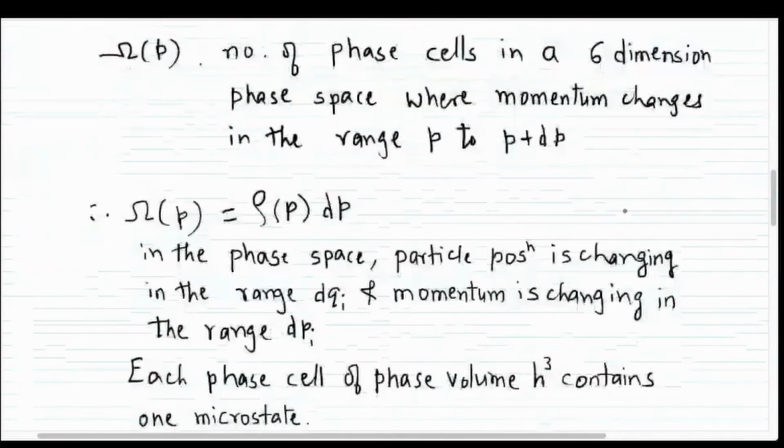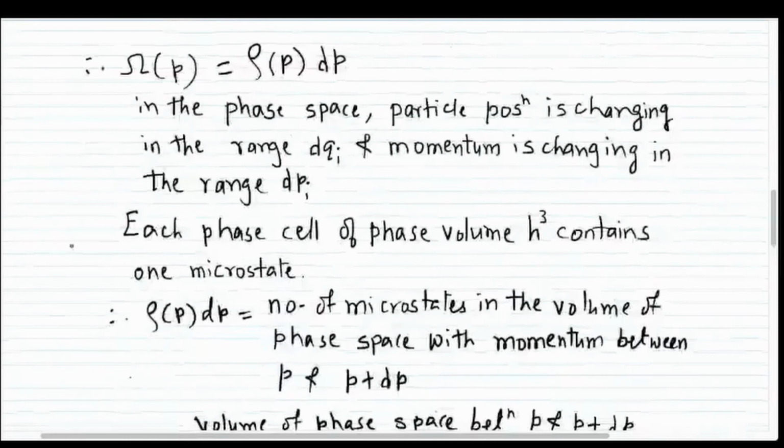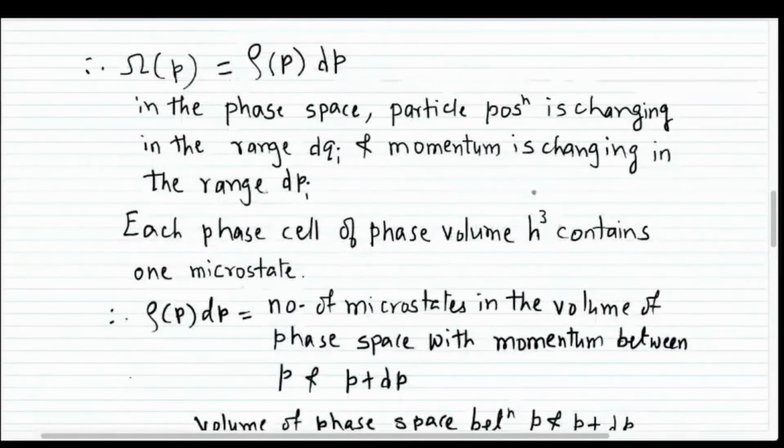Okay, so now this omega p is rho p dp. In the phase space, particle position is changing in the range dqi and momentum is changing in the range dpi, where i can go from 1 to 3 and that 1 to 3 corresponds to x, y, z respectively. Okay, so now each phase cell of phase volume h cube, we are in the 6-dimensional phase space, so the volume of a phase cell is h cube and this volume will contain 1 microstate.